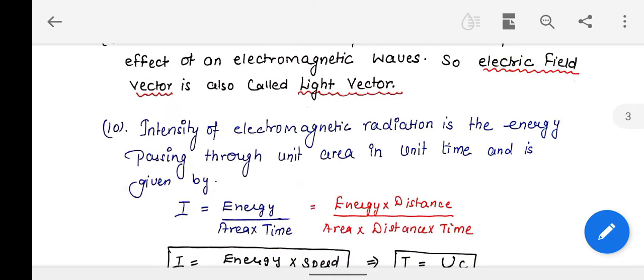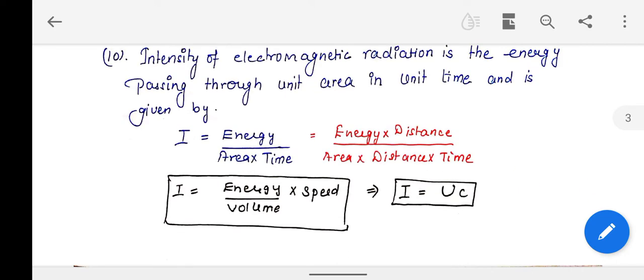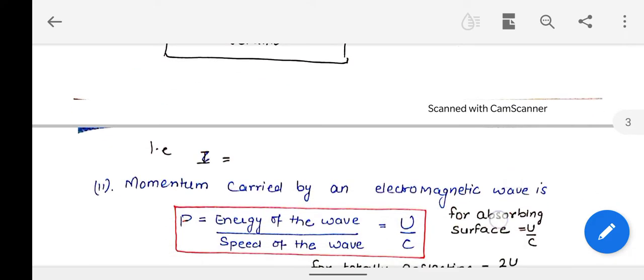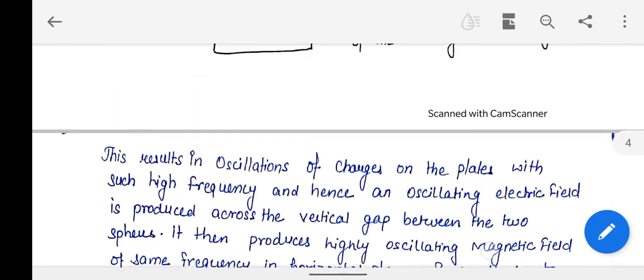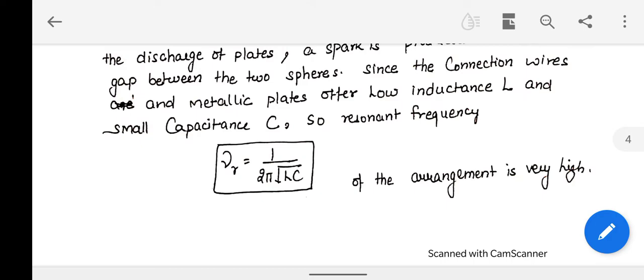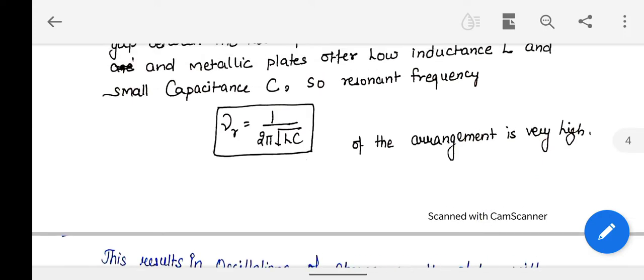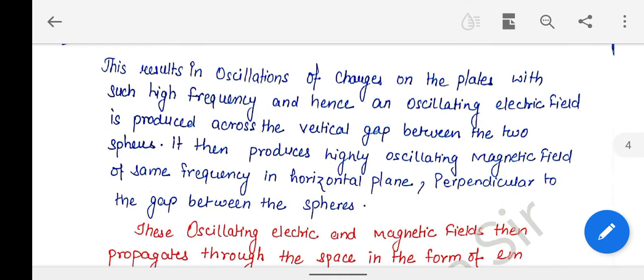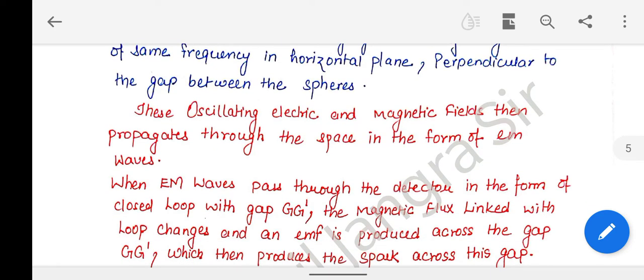Intensity of electromagnetic radiation is the energy passing through unit area in unit time. So I is energy per unit area per unit time. Okay. So how to produce, this is the resonant frequency of the arrangement given here. You can see, it is given by 1 upon 2 pi root over LC. This results in oscillation of charges on plates with such high frequency, and hence an oscillating electric field is produced across the vertical gap between the two spheres. Okay, so this oscillating electric and magnetic field then propagates through space in the form of EM waves.